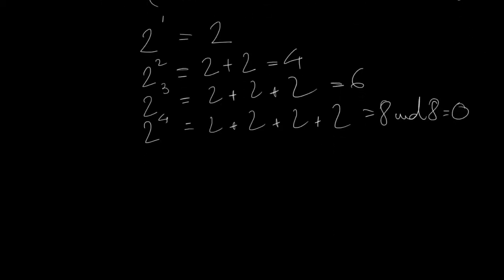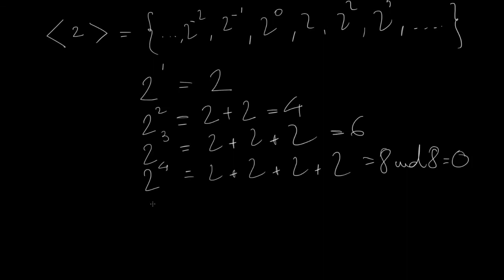Now, what do you think is going to happen? What would be 2 to the fifth power? If you add another 2 to 0, you're going to go back. In fact, 2 to the fifth power will be 2 to the first power, 2, operated with 2 to the fourth power. Our operation is addition, so it is 2 plus 2 to the fourth power, which is 0, and that is in fact 2 mod 8, which is 2.